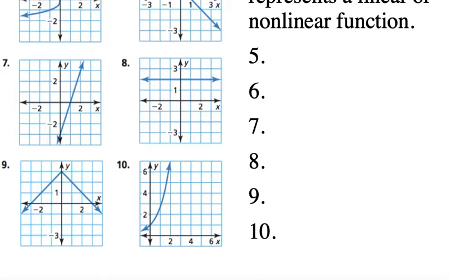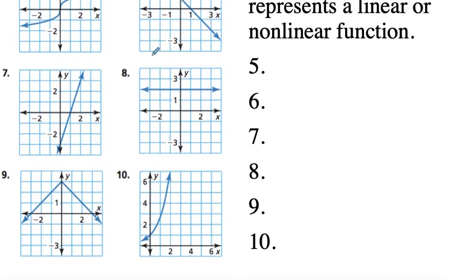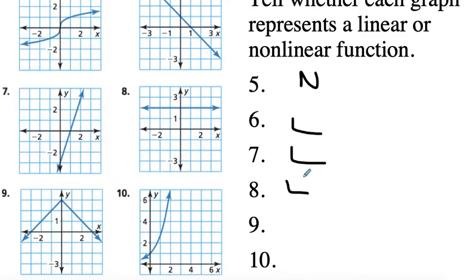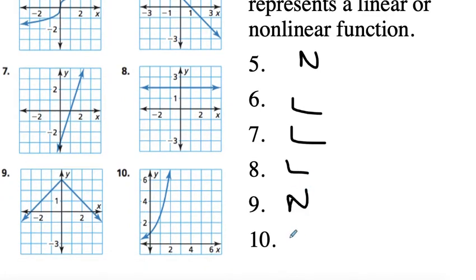So if I go back to doing this, 5 is nonlinear, 6 is linear, 7 is linear, 8 is linear. That is a funny L. 9 is nonlinear, and 10 is nonlinear.